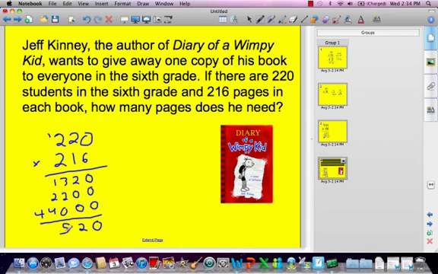2 plus 3 is 5, 1 plus 2 is 3, plus 4 is 7, and then that last 4 will give me 47,520 pages. The last thing I'm going to do is just write that in a complete sentence. It just says Jeff Kinney needs 47,520 pages.